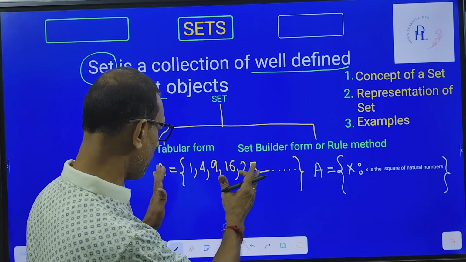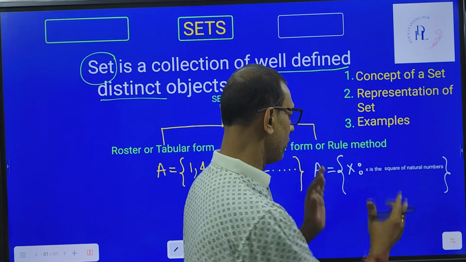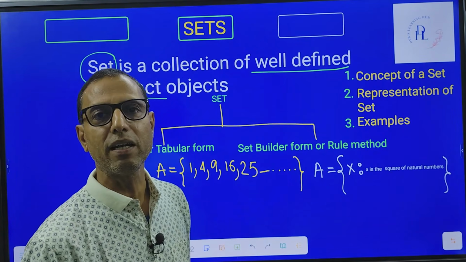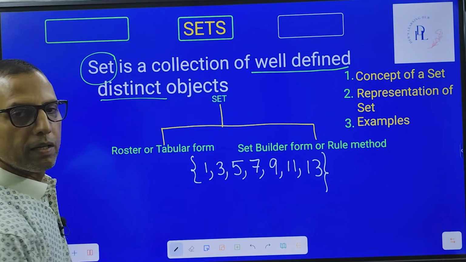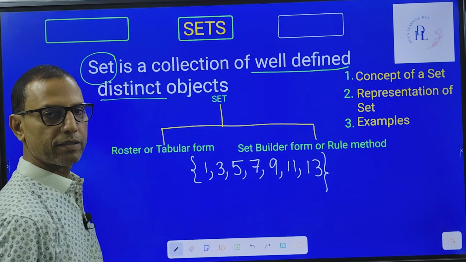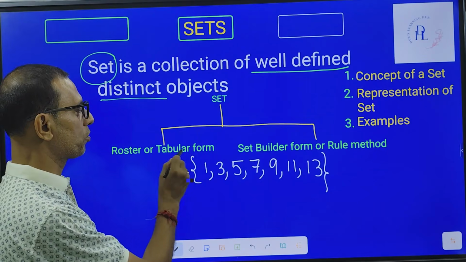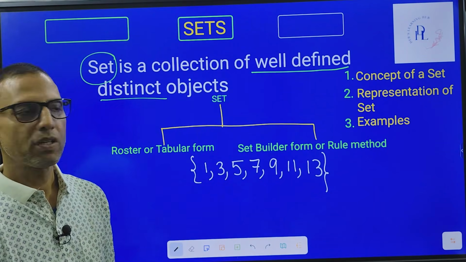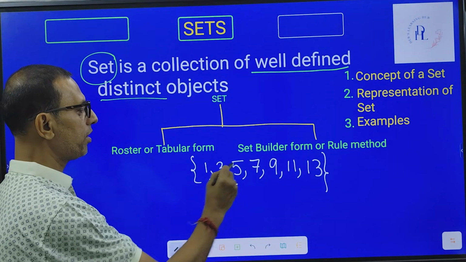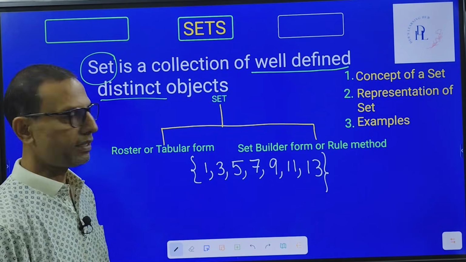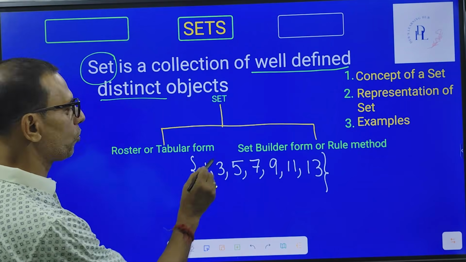So from the roster form, you can see all the numbers at a glance, but you need to apply your logic when it is represented in set builder form or rule method. Got it? I will give another example. Let's say there is a set. In which form is it? Is it in roster or tabular form, or set builder form? Obviously it is in roster or tabular form because all the members are mentioned with commas within curly brackets. There is no rule or variable part. So it is in the roster or tabular form.